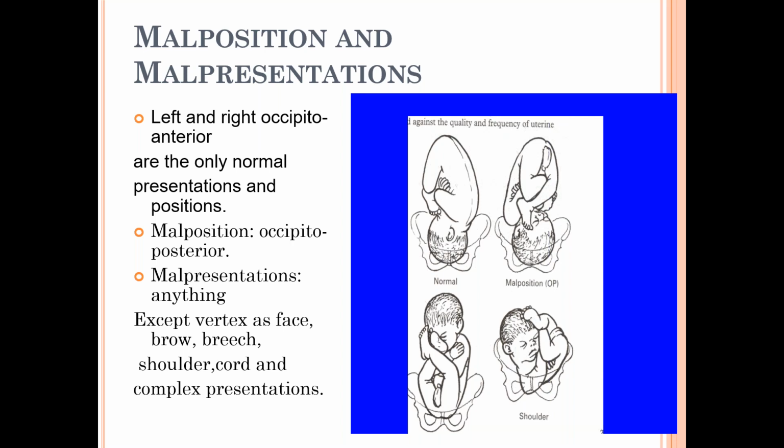normal presentation and position. But malpresentation can be anything except vertex. In malposition, we have just a vertex presentation, cephalic position. And in malpresentation, we have anything except vertex, like face, brow, breech, shoulder, cord, and the complex presentation. It can be anything, so it comes under the category of malpresentation.